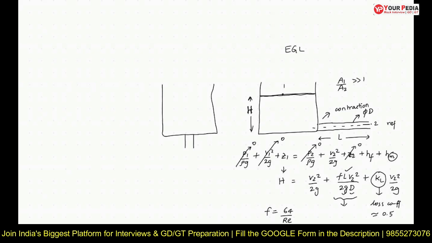The energy gradient line will be declining; it will be reducing somewhat. The reduction is due to the losses present during the pipe flow. Now tell me, according to the EGL, what will be the total energy at the exit, as well as the head of the energy gradient line? At the inlet, it will be equal to P1 by rho g plus V1 square by 2g plus Z, which is H. This is the EGL at the inlet of the pipe.